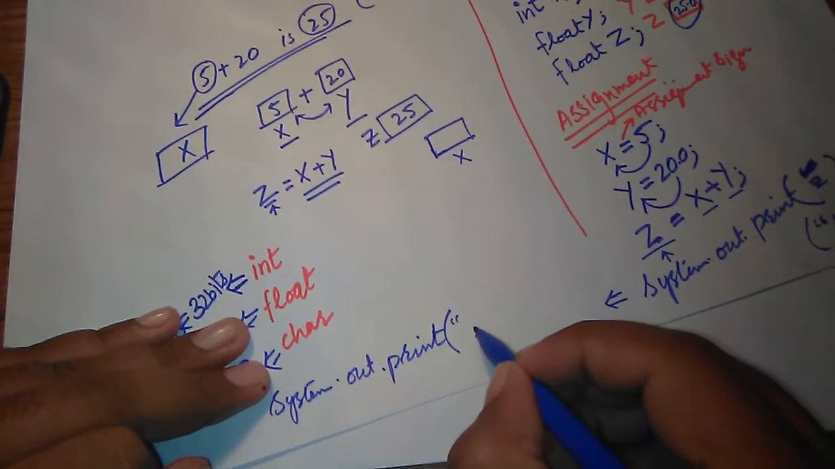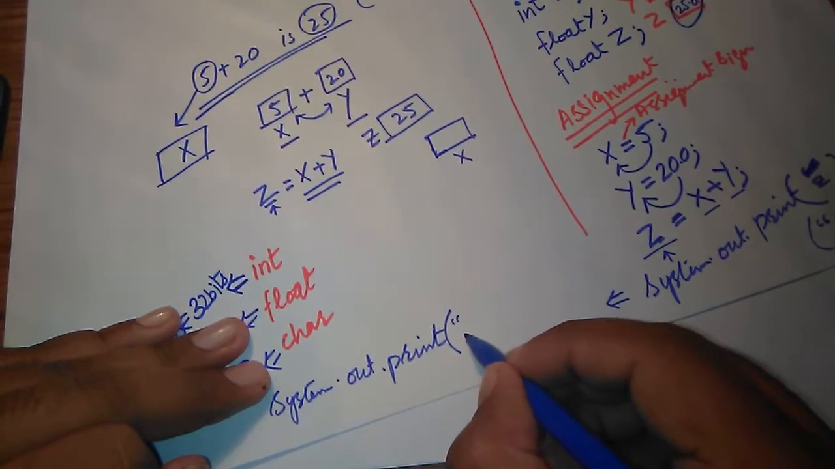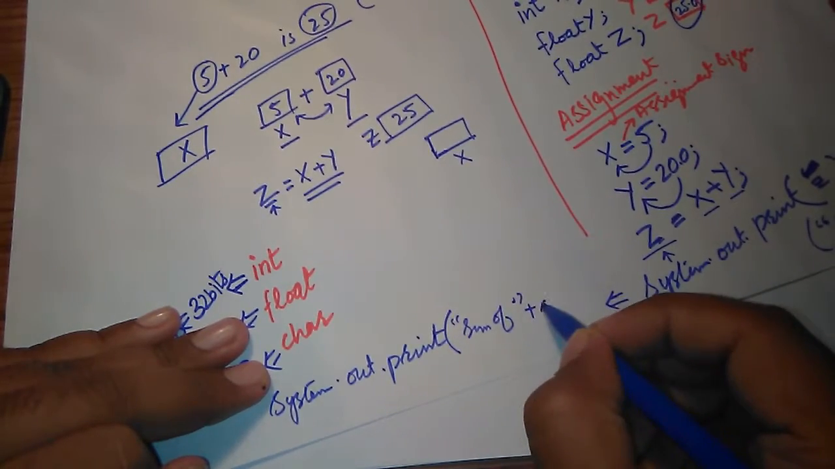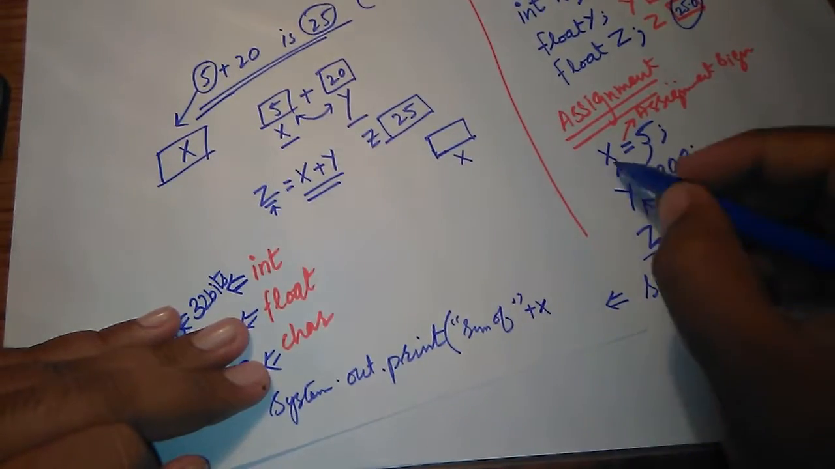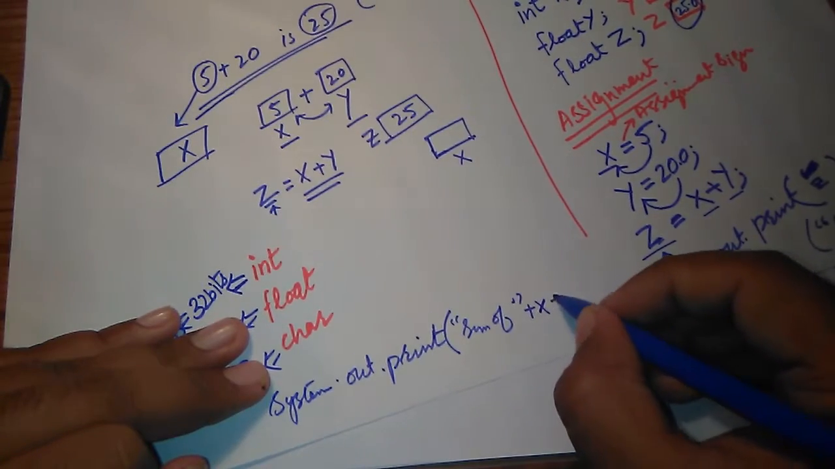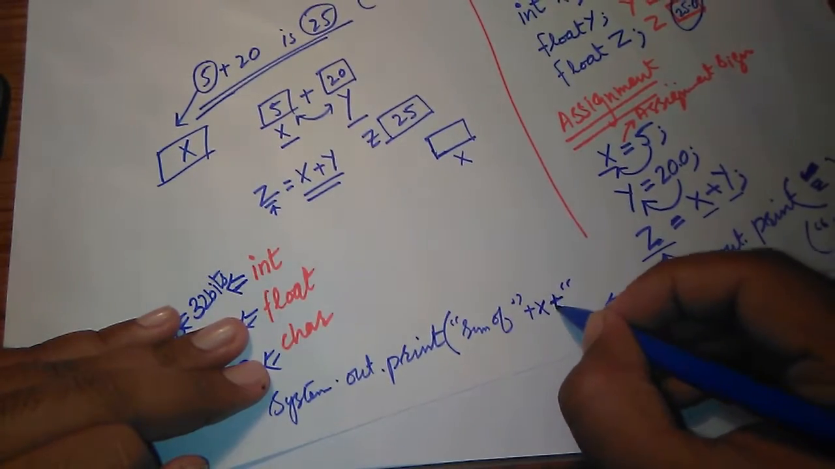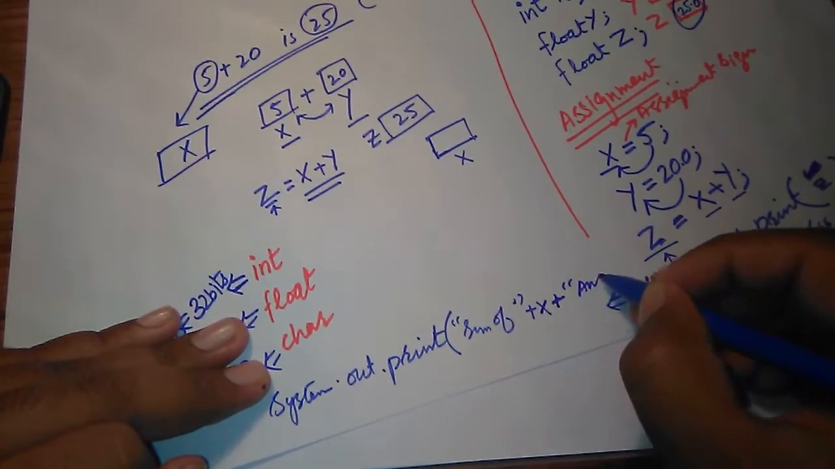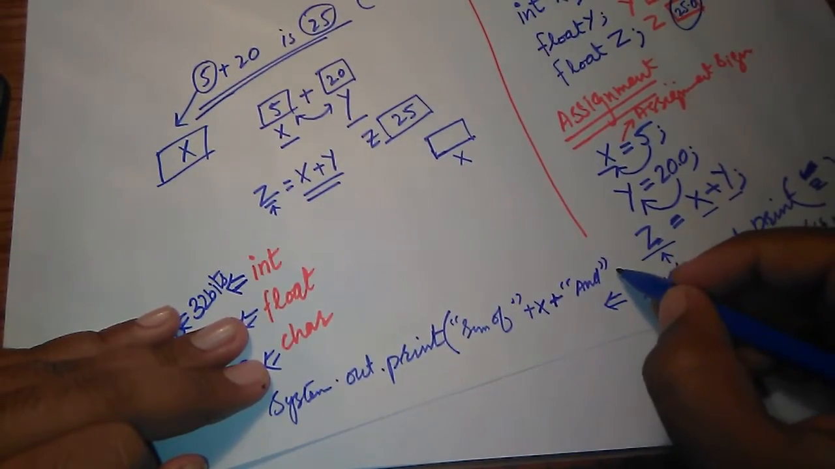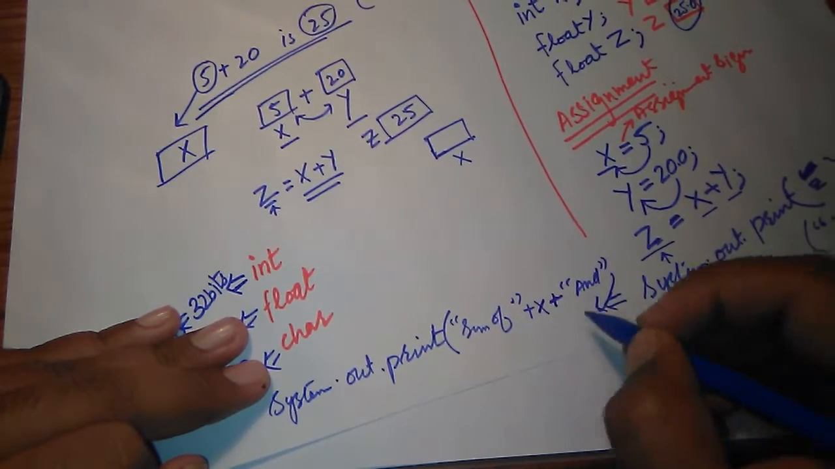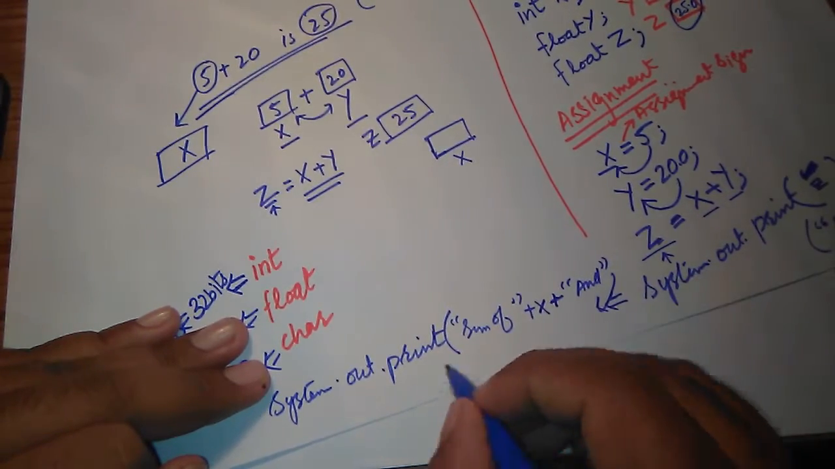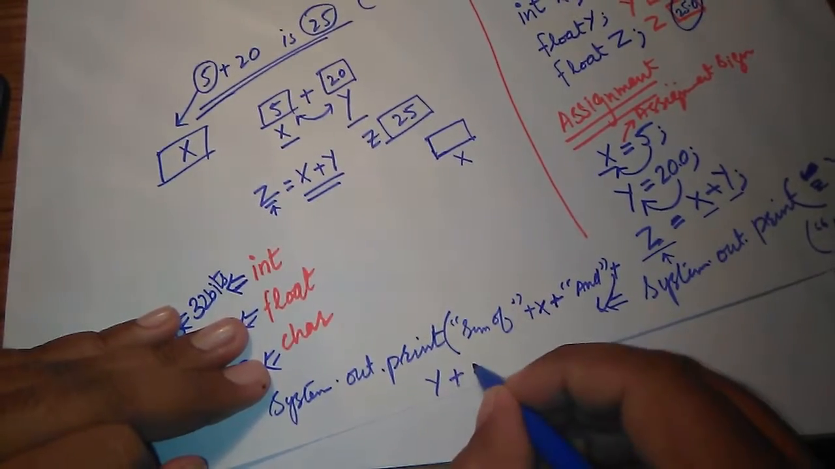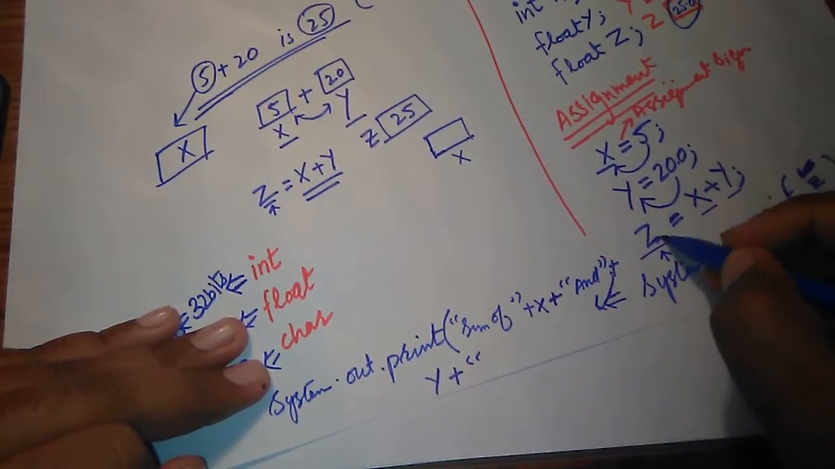For example, I'm writing here "sum of", and I'm concatenating here x, this variable. I'm going to concatenate again, and I'm going to concatenate here. I'm moving downward here. I'm going to concatenate with this one again, y variable, and with this one again.